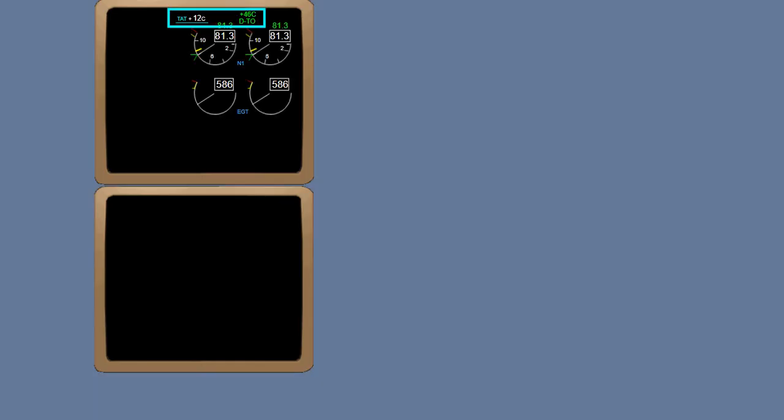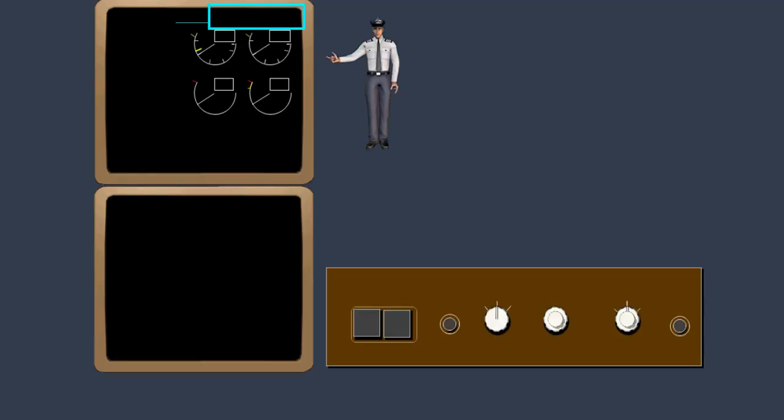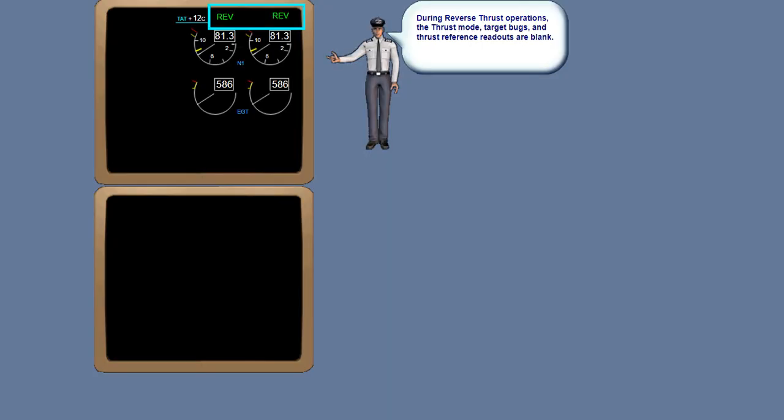On this frame, we show total air temperature of 12 degrees centigrade and 46 degrees centigrade for the selected assumed temperature for reduced takeoff. A display of reverse indicates the thrust reverser mode. Amber, reverser in transit. Green, reverser fully deployed.